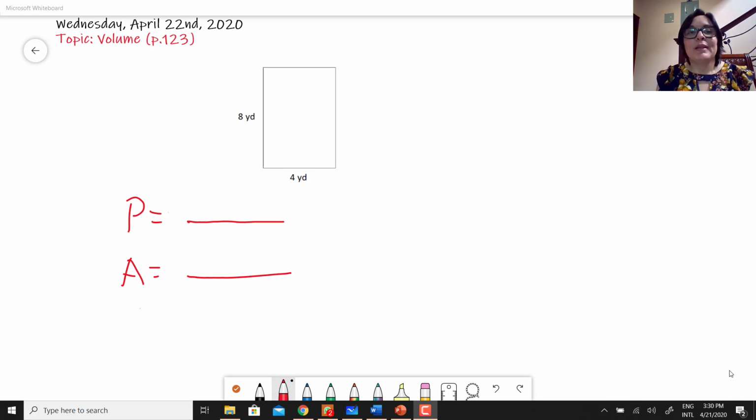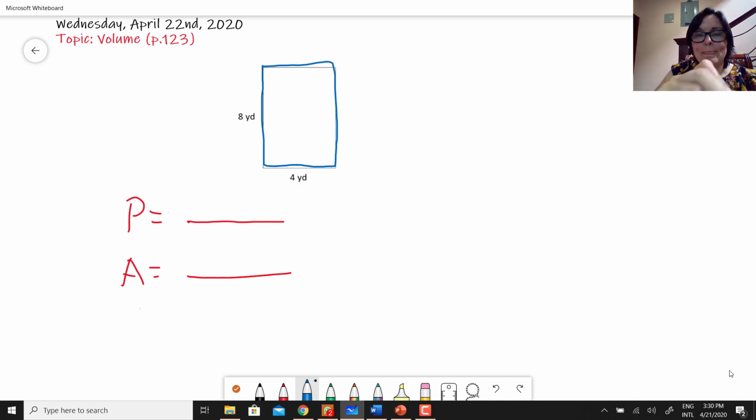So guys, before starting with the topic of today, I want you to review what we have been learning this week. And we have been learning about perimeter. And we said that perimeter is the distance that we have around a shape. Okay, so here we have a shape, it's a rectangle, and this rectangle measures 4 yards from here to here, 8 yards from here to here.